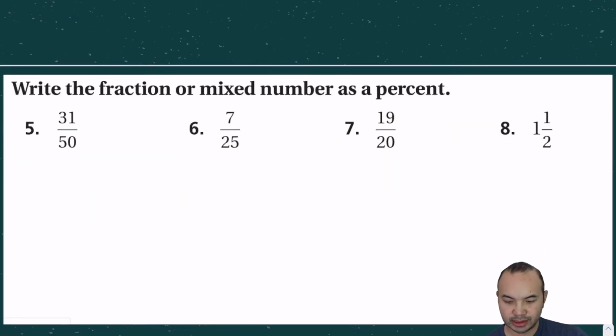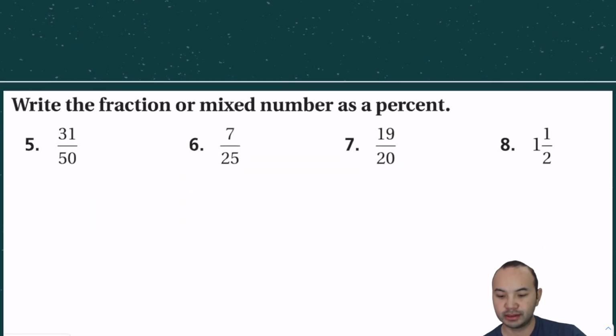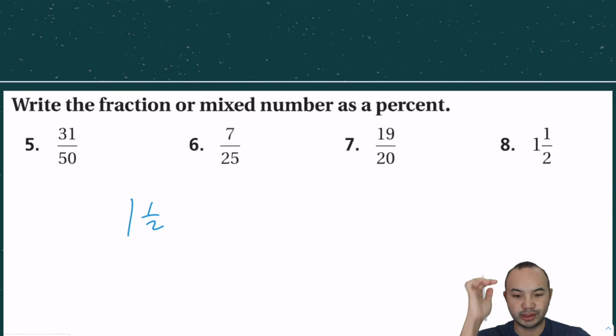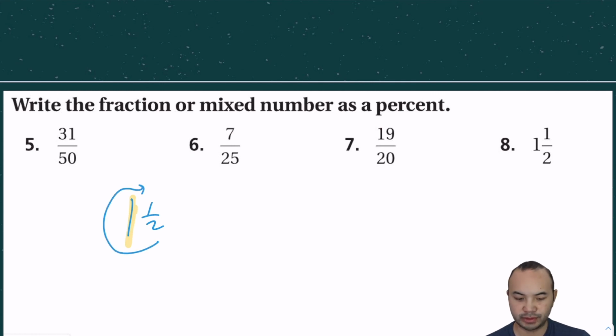And then last one, how about this one right here? You have 1.5. 1.5 as a percent. So remember, you want the denominator to be 100, right? But then what are you going to do about this 1 over here? Well, I can make it into an improper fraction first. Why don't I do that? So 2 times 1 is 2, plus 1 is 3 over 2.